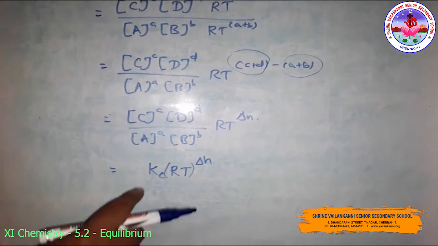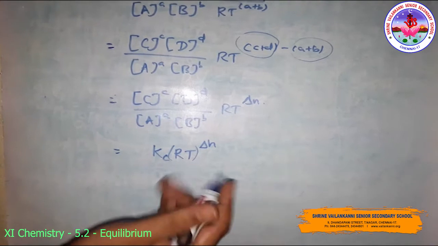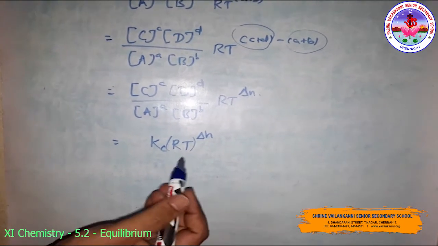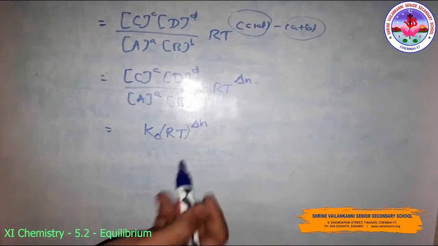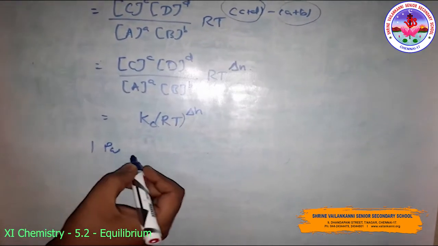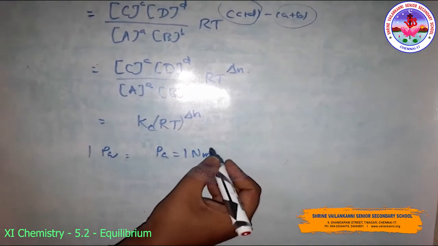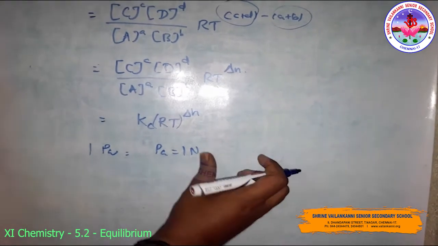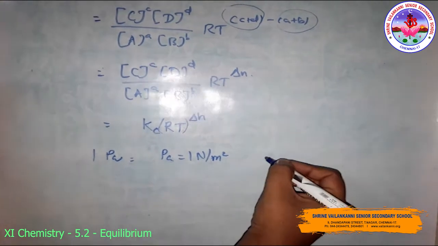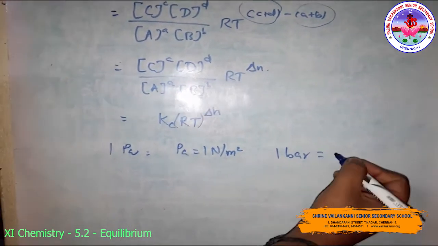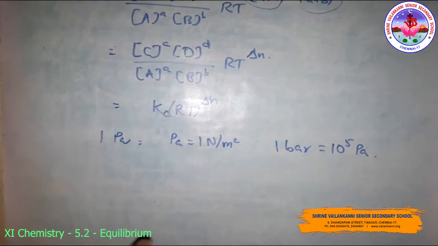It is necessary that while calculating the value of Kp, pressure should be expressed in bar, because the standard state of pressure is 1 bar. So 1 Pascal is equal to 1 Newton per meter square. That means 1 bar is equal to 10 power 5 Pascal.